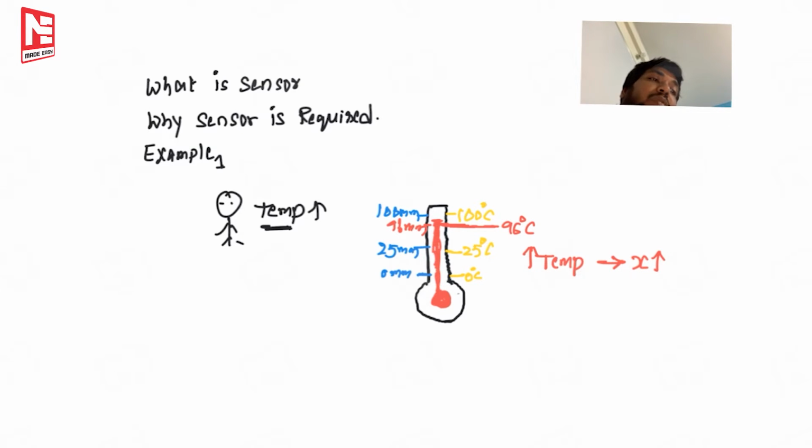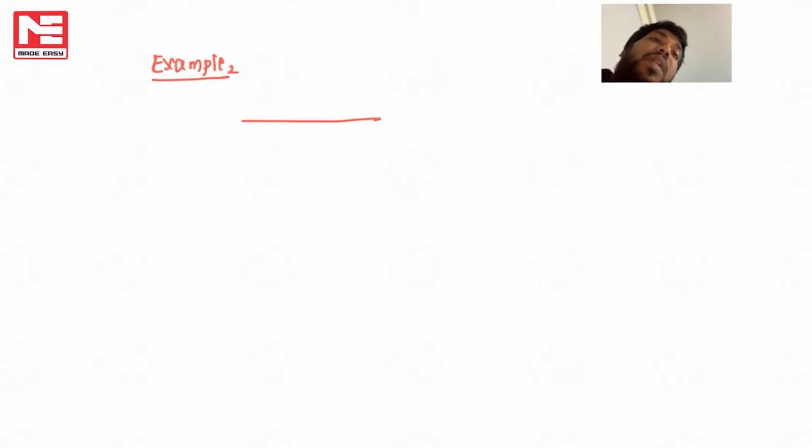Now let's take one more example. Let us look at the second example, that is example 2. In this case, let's consider a simple metal rod. Assume that this is a metal rod.